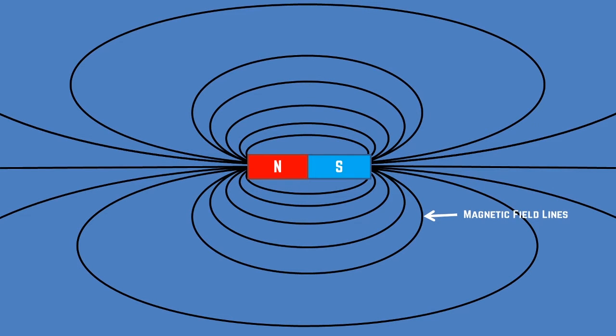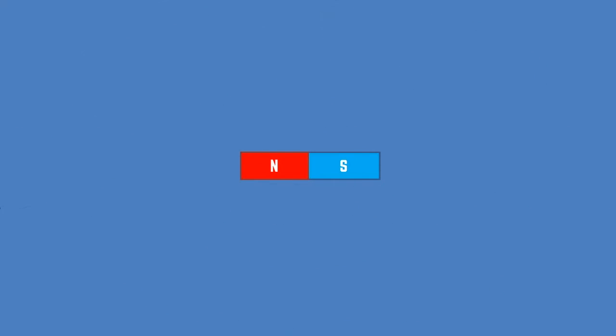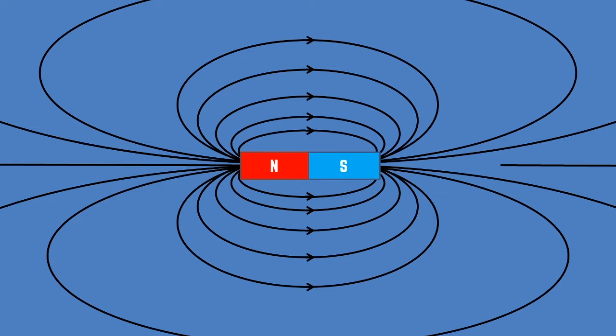A magnetic field is a vector quantity, which means that it has both magnitude and direction. The strength of a magnetic field depends on the closeness of the field lines. Near the magnet, the field lines are very close to each other, and thus the strength of the magnetic field is higher. And as you move away from the magnet, the distance between the field lines increases, and thus the strength of the magnetic field decreases. The direction of the magnetic field by convention is from the north pole to the south pole outside the magnet and from the south pole to the north pole inside the magnet.